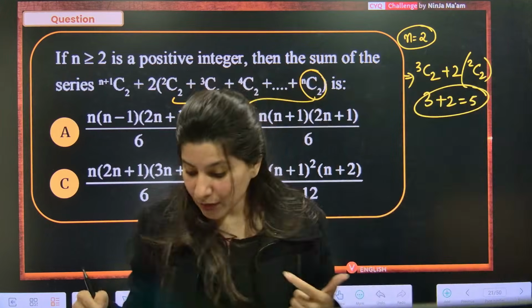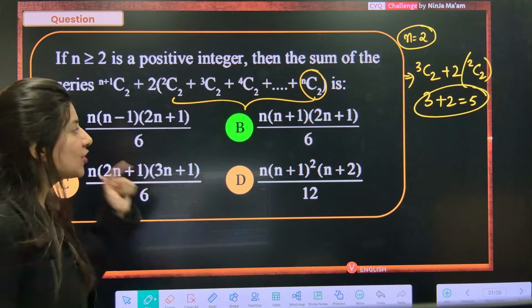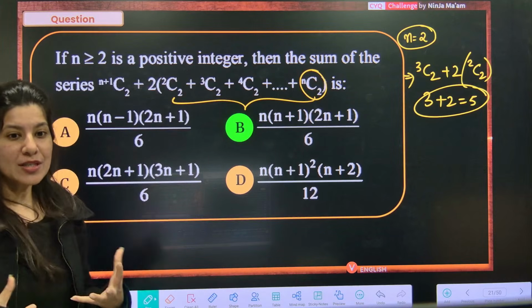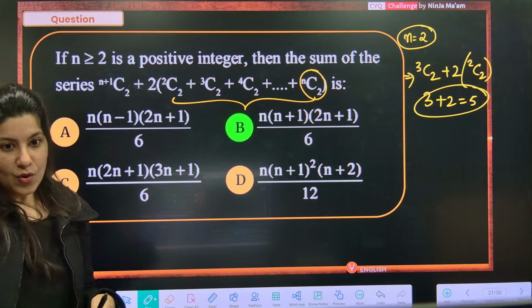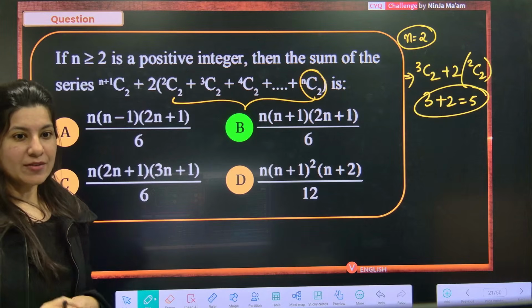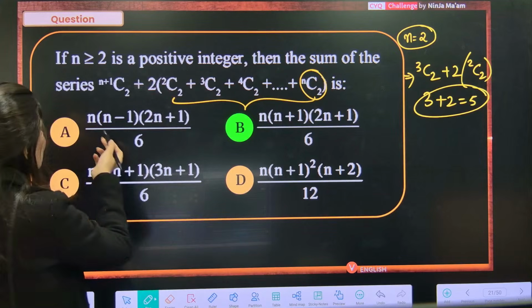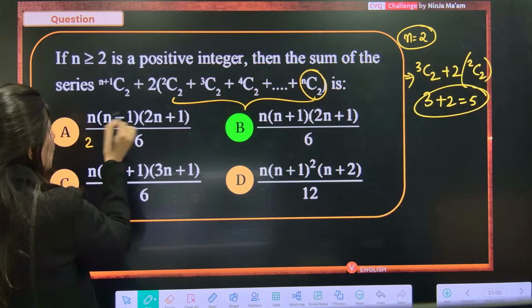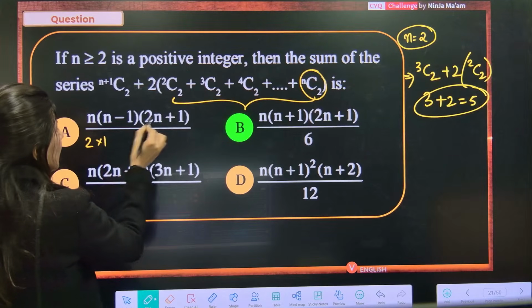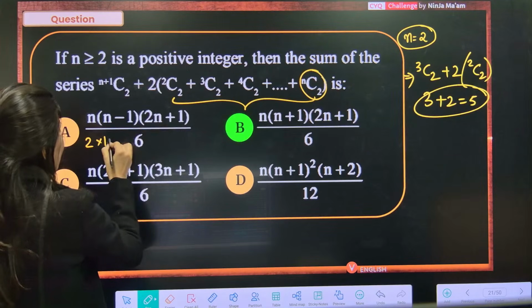Now you start putting the value of n as 2 in each and every option. Whatever option is giving you 5, it will be your answer. So n is equal to 2. So this will be 2, 2 minus 1 is 1, and this is 2 to the 4 plus 1, 5 by 6.